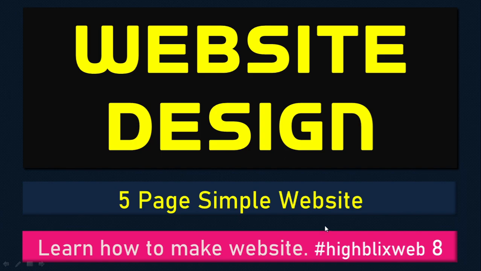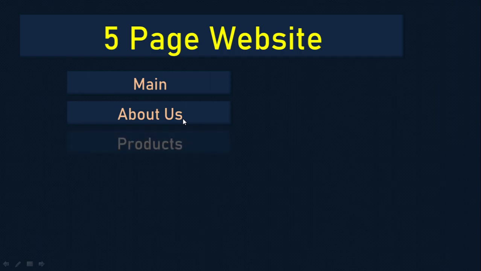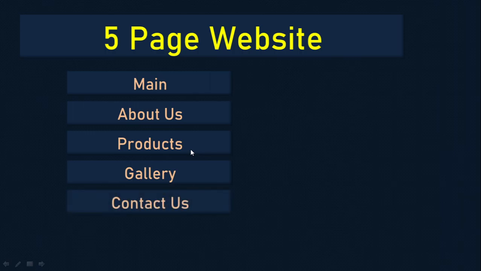Today's video, we'll focus more on how to make a simple complete website with 5 pages and proper navigation from one page to the next page. Let us understand what the 5 pages we can build are. First is the home page or the main page, and next is the about us page. Next is the products page, what products are available. Then gallery. Then the next one is contact us.